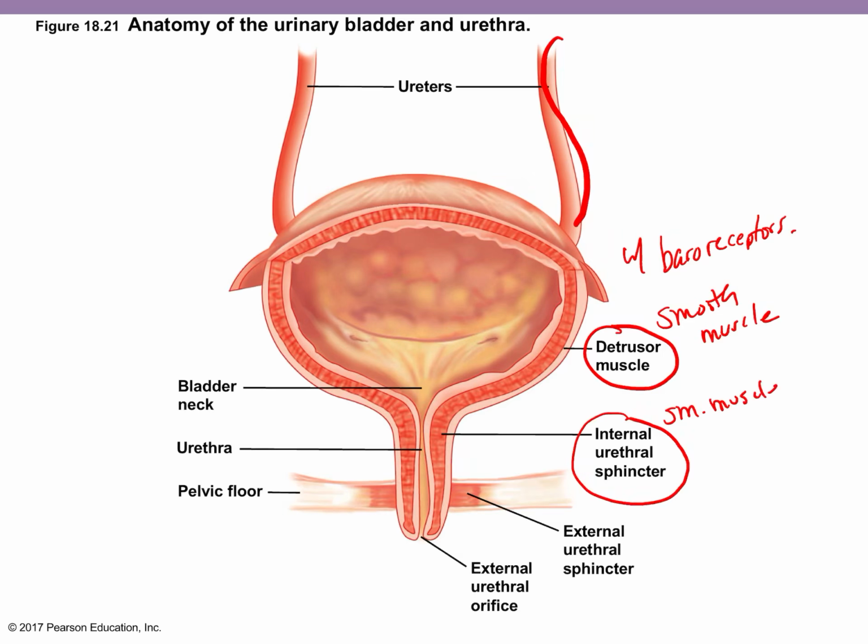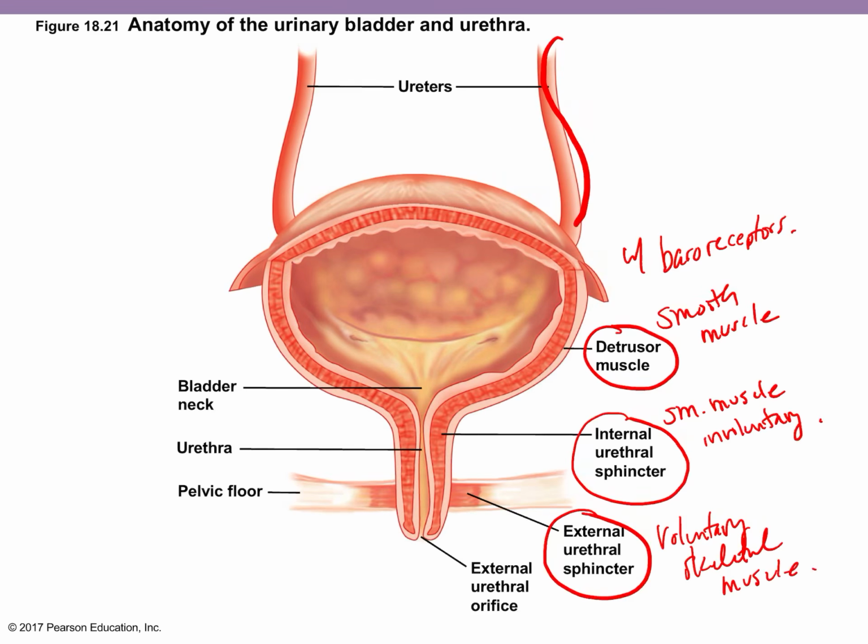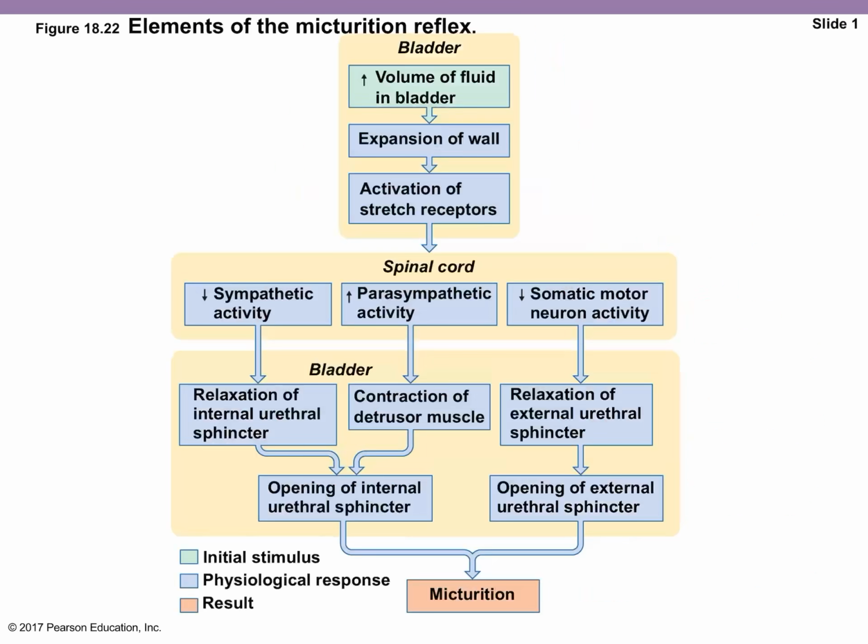Let's just review real quick that you have two urinary sphincters. You have an internal urinary sphincter that is actually just part of the detrusor muscle. So this is smooth muscle, and we cannot control this. This is involuntary. And then we have our external urethral sphincter. This is voluntary, skeletal muscle, right? So you can control one sphincter, but you cannot control the other.